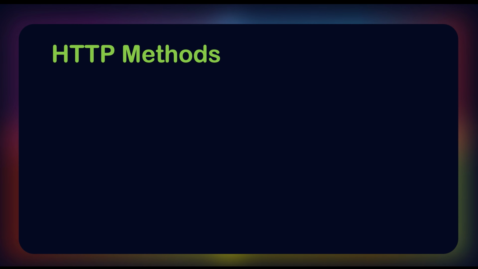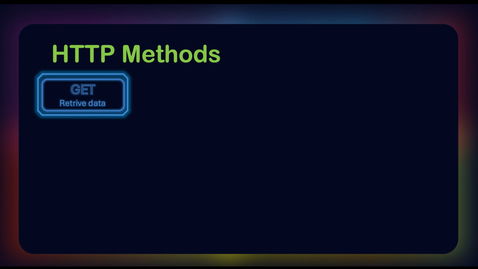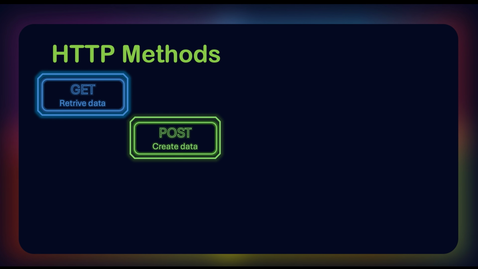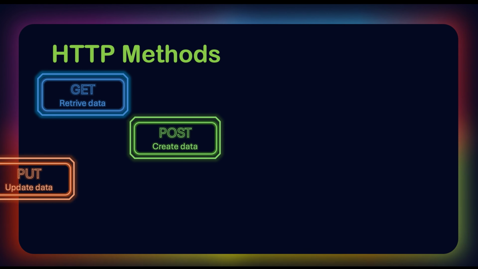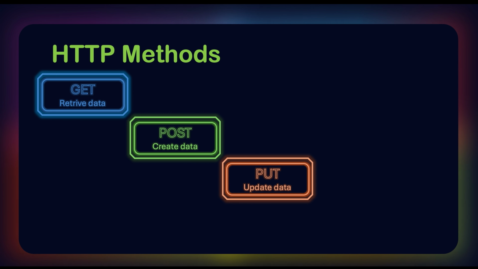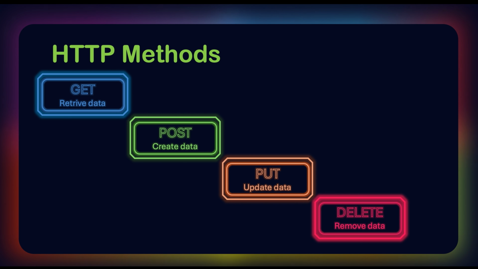RESTful APIs use standard HTTP methods to perform actions. GET is used to retrieve data. POST is used to create a new resource. PUT is used to update or replace a resource. PATCH is used to partially update a resource. DELETE is used to remove a resource.